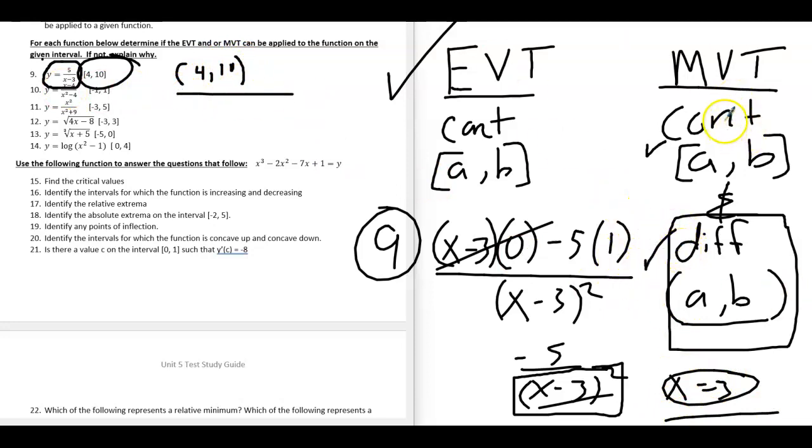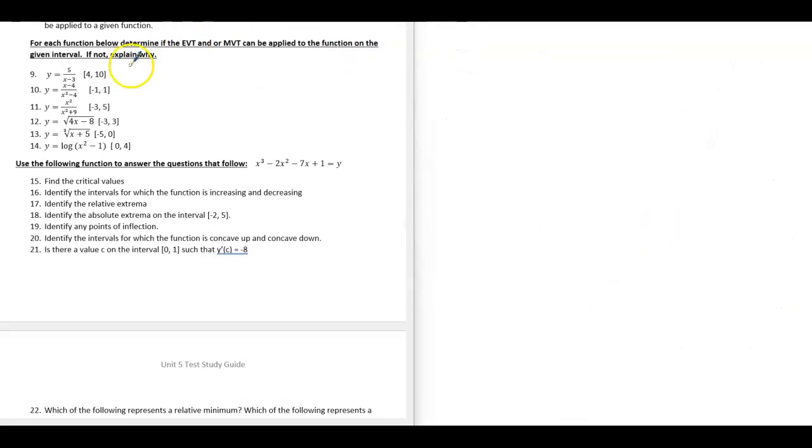So the MVT can be applied to this function because not only is it continuous on the closed interval, but the derivative is also continuous on the closed interval, which means the derivative is also continuous on the open interval, which means that it's differentiable there. And so the MVT applies to this function as well. So the answer is yes, it applies.